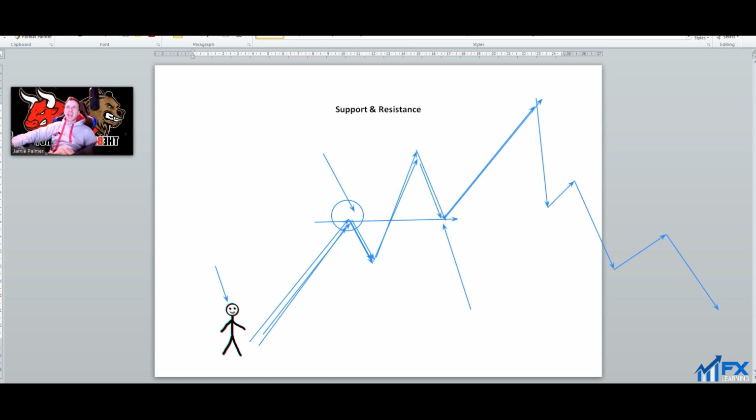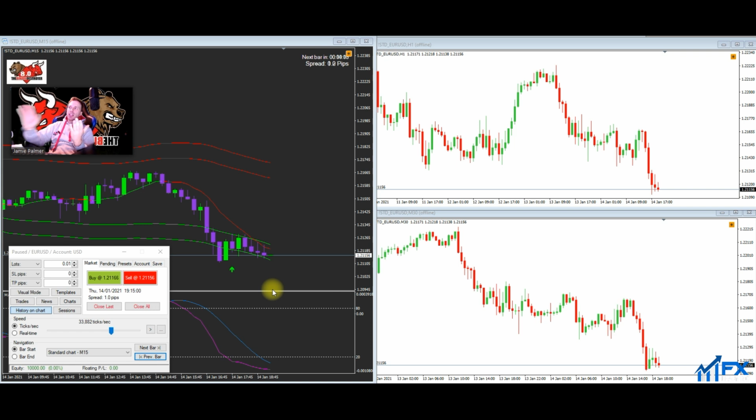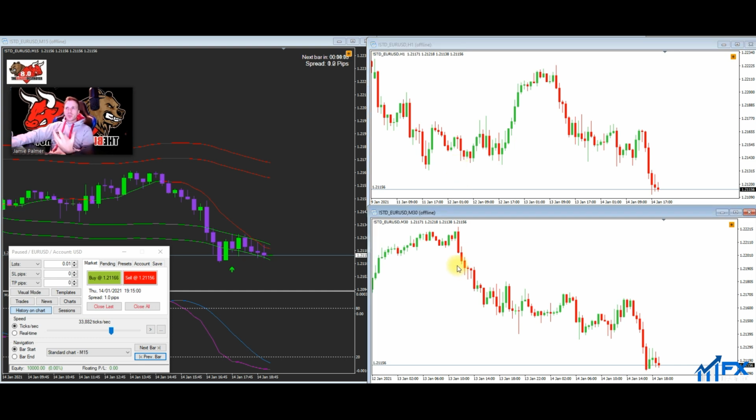Now let me show you with an example on the charts. As you can see here on the left, I have Mogwai strategy loaded up on the 15-minute time frame, Euro USD. On the right, I've got Euro USD on the 1 hour with pure price action and Euro USD on price action on the 30-minute time frame. So 15-minute Mogwai strategy, 1 hour and 30 minutes pure price action.